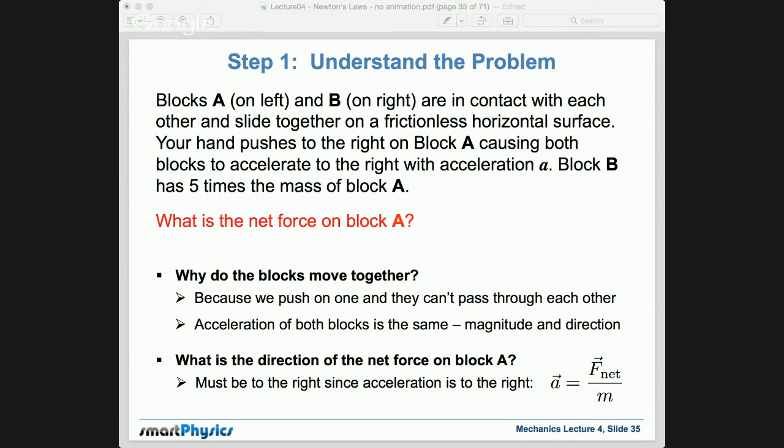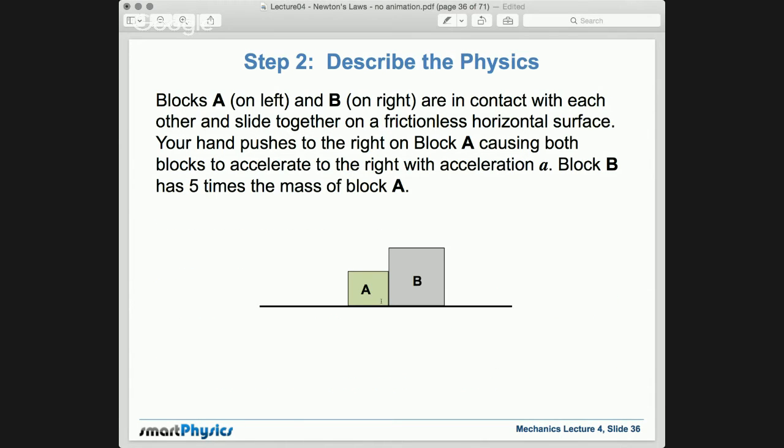Looks like we've got 2 folks now. So any questions from you guys? No, we're good? Okay, so then we would want to describe the physics. That would be the second step in our framework of solving the problem.